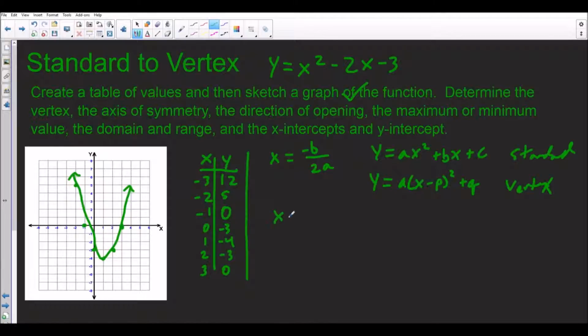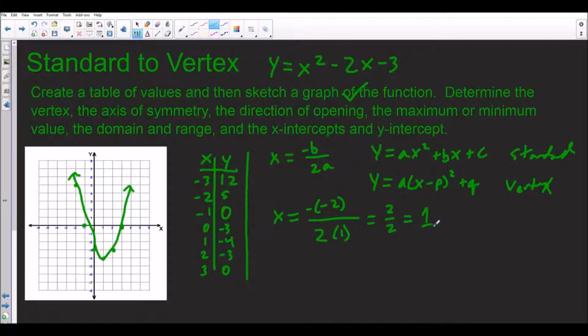So we're going to say x is equal to, and we're going to look at the b value of our standard form. So the b value, as you can see, is this -2. So we're going to have minus -2 divided by 2 times the a value from the standard form. And a is just 1. So 2 times 1. So we're going to have 2 over 2, which is just equal to 1. So our x value of the vertex is just equal to 1, which makes sense from our sketch.